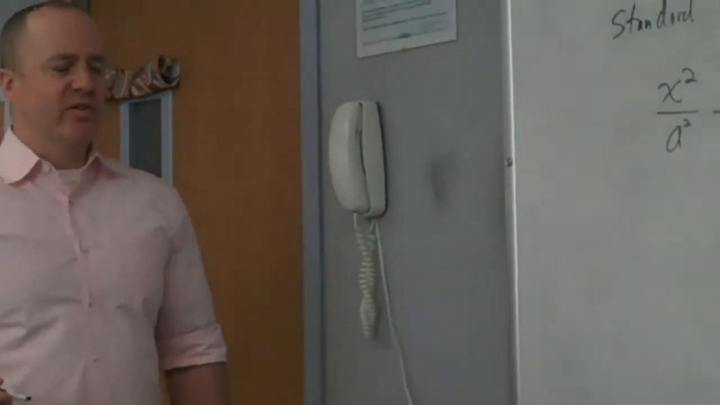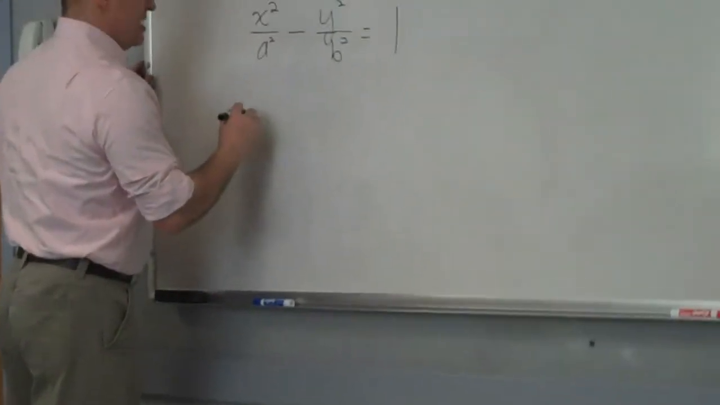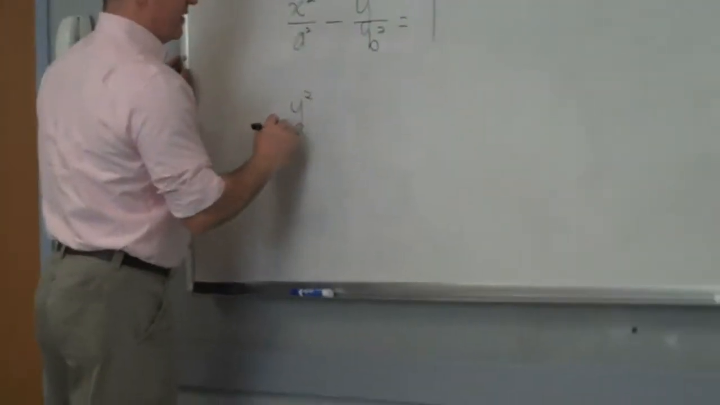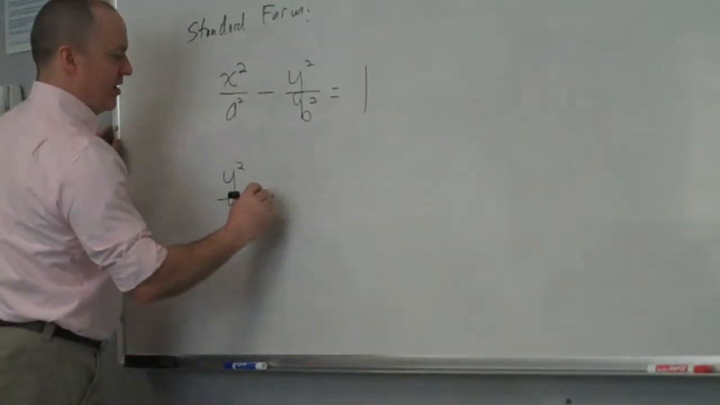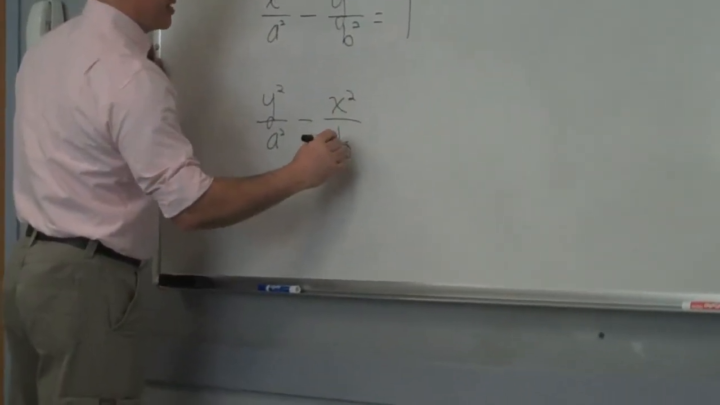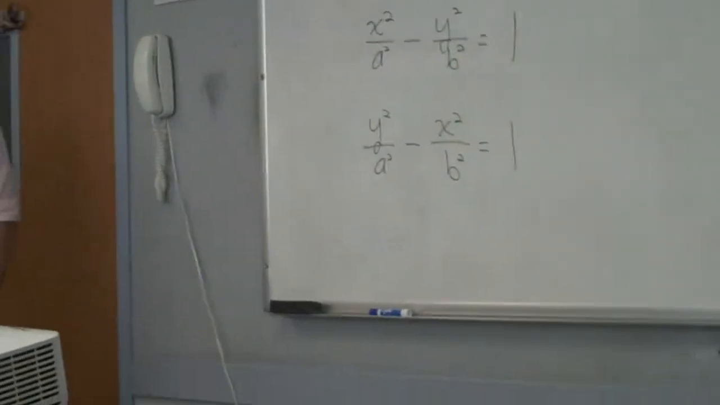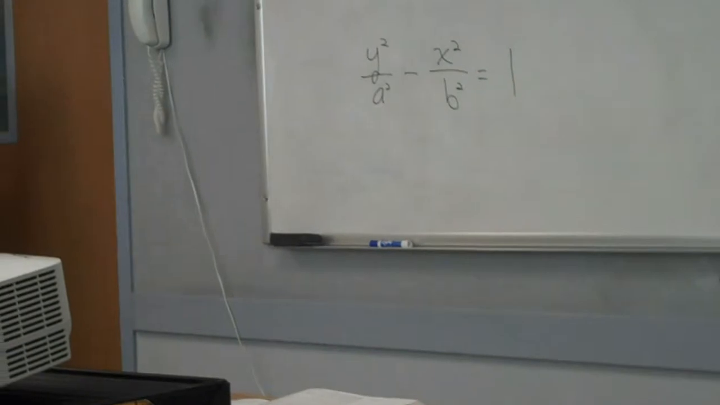The other standard form of a hyperbola is if I switch these and make it y squared over a squared. Does that matter? It actually does in this case, because it's subtraction. Equals 1. Because it's subtraction, you'll get two different things. These are the two general forms.